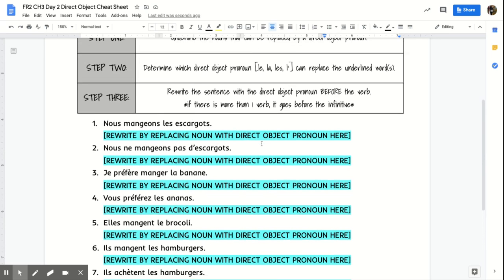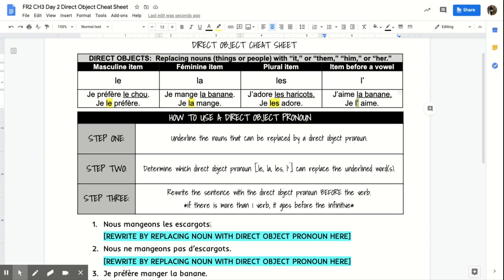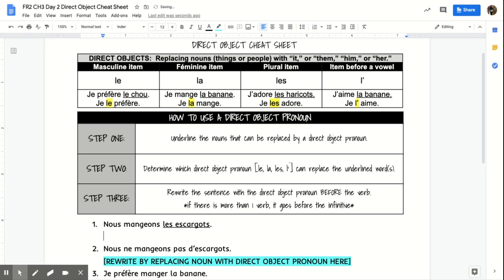So nous mangeons les escargots. We eat snails. So what part of that is the noun that we can replace? We can replace les escargots. So we're going to underline that. And then right here in blue, we're going to get rid of that. So we can now have nous. So are we going to replace les escargots with le, la, les, or l apostrophe? So we have a plural word here, les escargots. So we are going to replace it with les, and then we put that les before the verb mangeons. So now our new sentence is nous les mangeons.